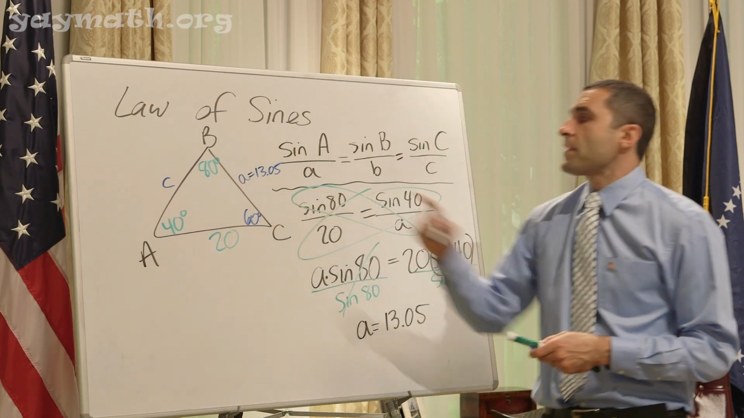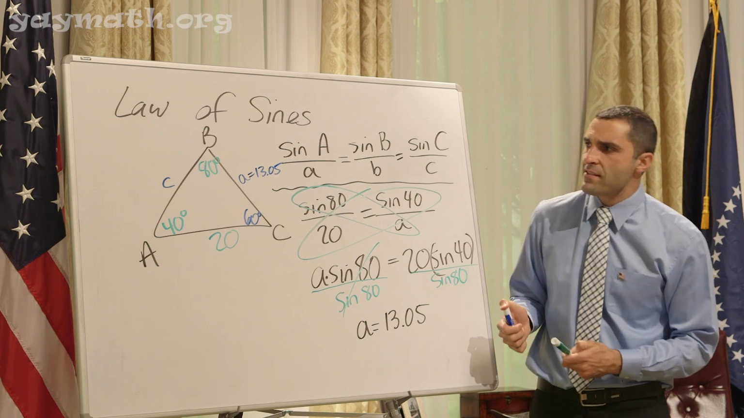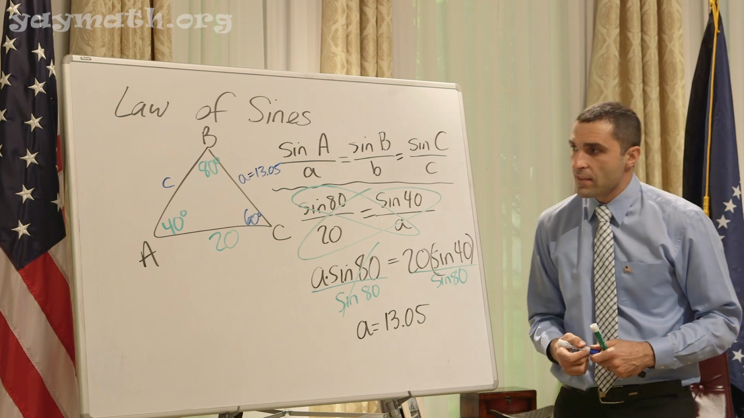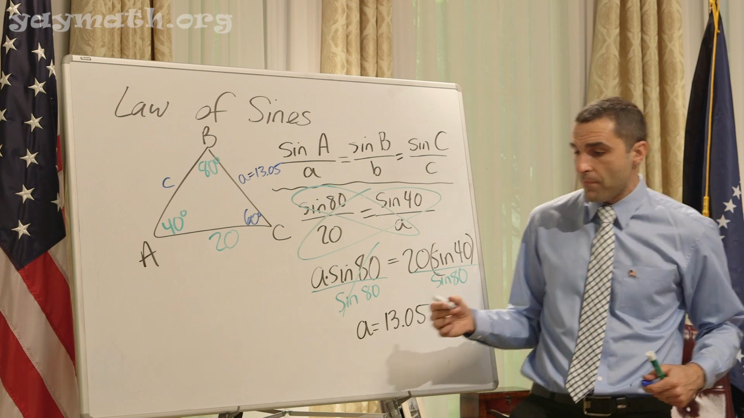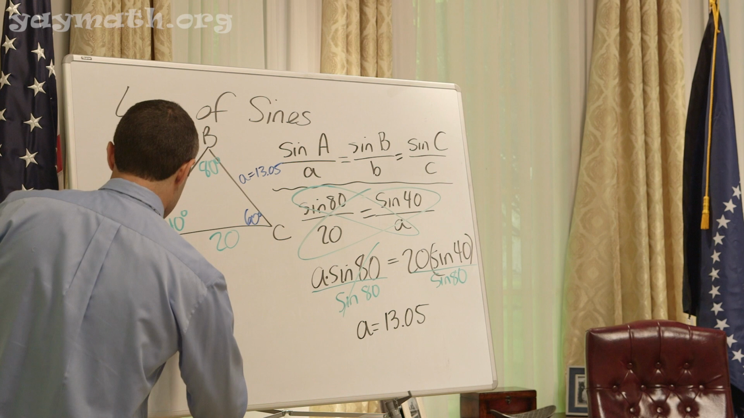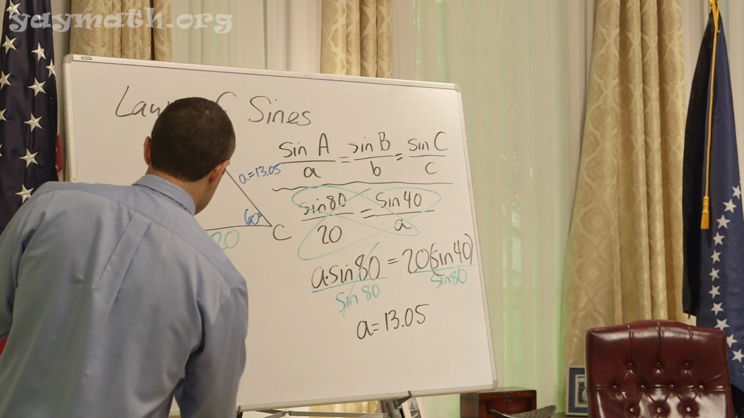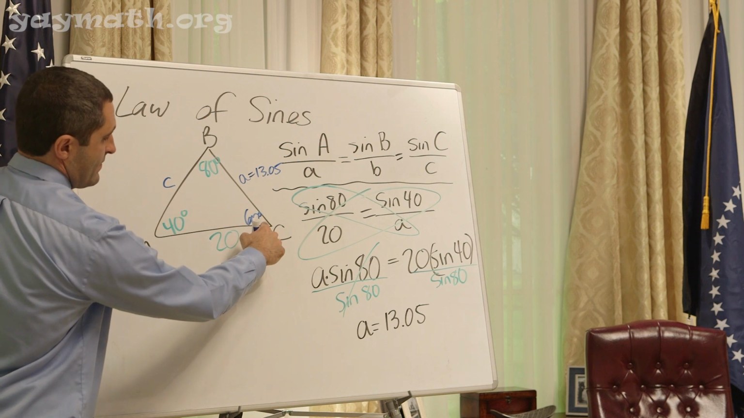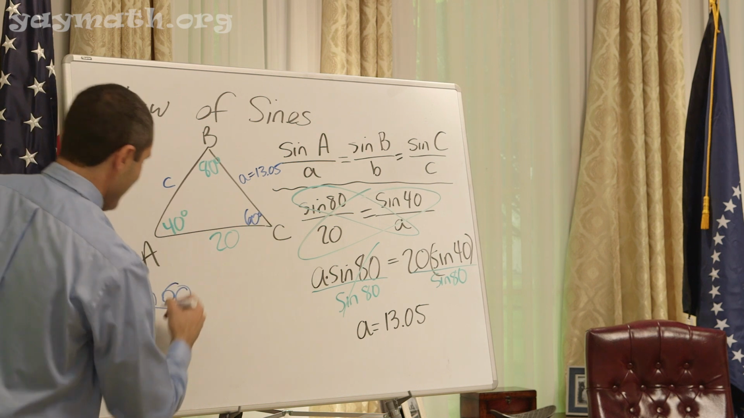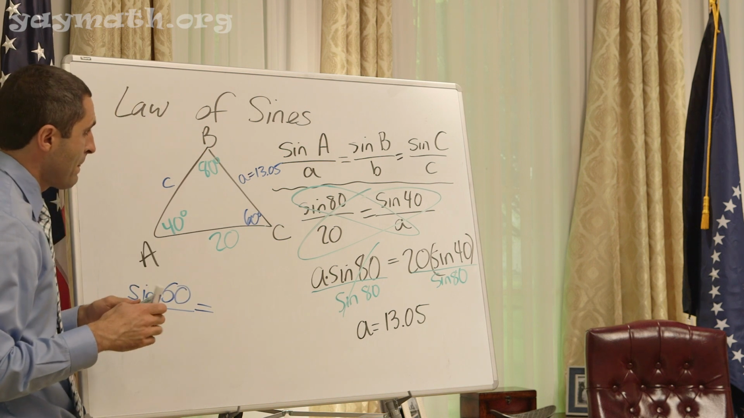Now, the only thing remaining is to solve for C. Why don't we just do the setup, and then we don't necessarily need to go through and solve for C, because we're going to do that a lot. Let's do the setup for solving for C. Sine of 60 over C equals a ratio that we have, which is what?